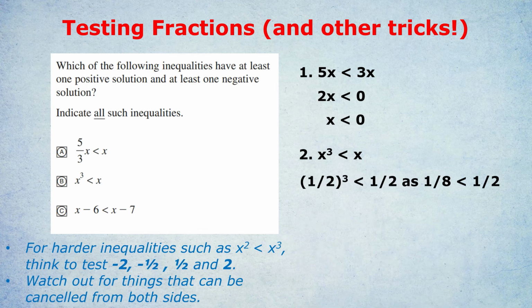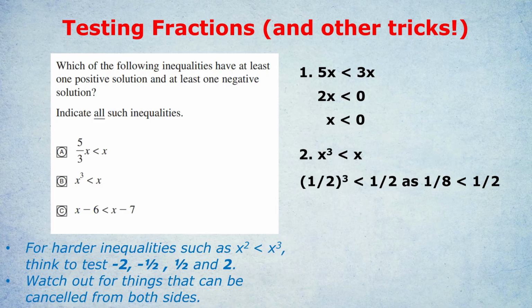Because the thing is, when you cube or raise a half to a power like 2, 3, 4, 5, etc., the fraction actually gets smaller. So a half cubed is less than x. It is less than a half. A half cubed is 1/8, and an eighth is less than a half. When you raise a positive fraction to a positive integer power, it actually gets smaller. So a half cubed is actually less than a half. So we've found one positive solution to that inequality.